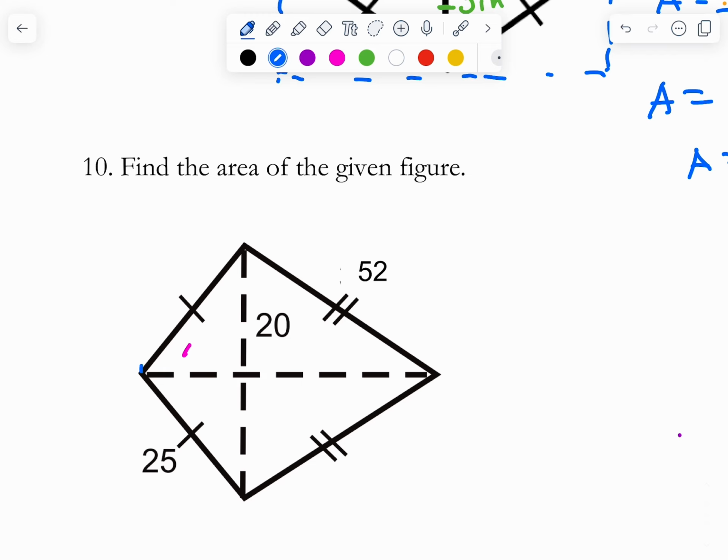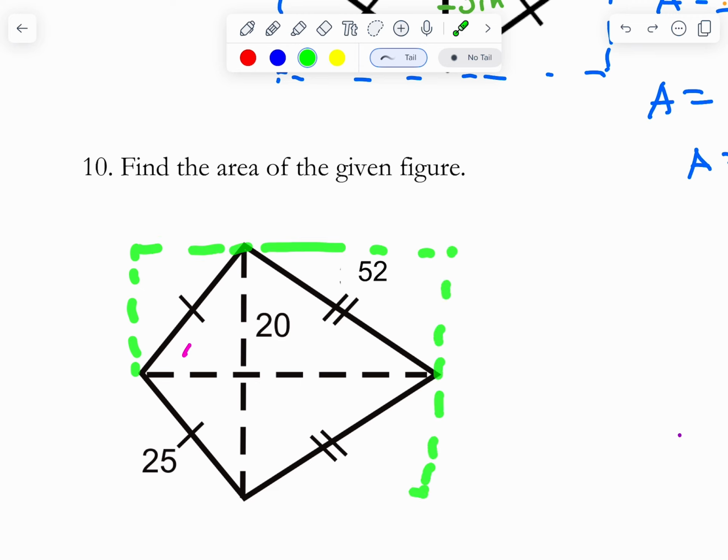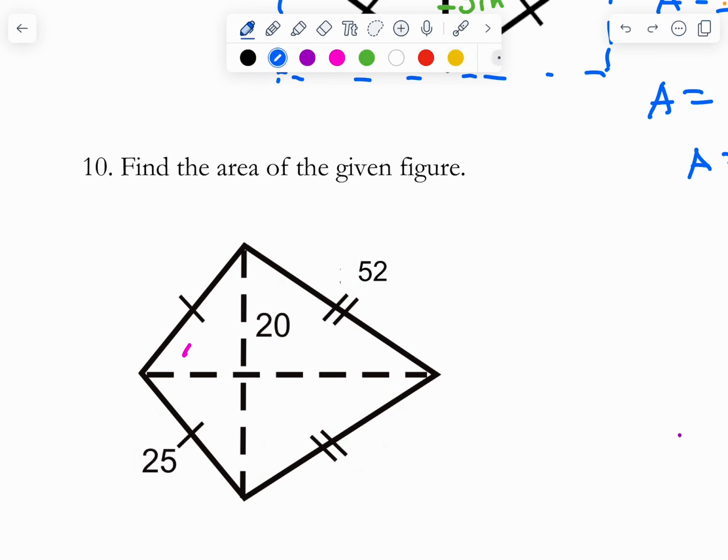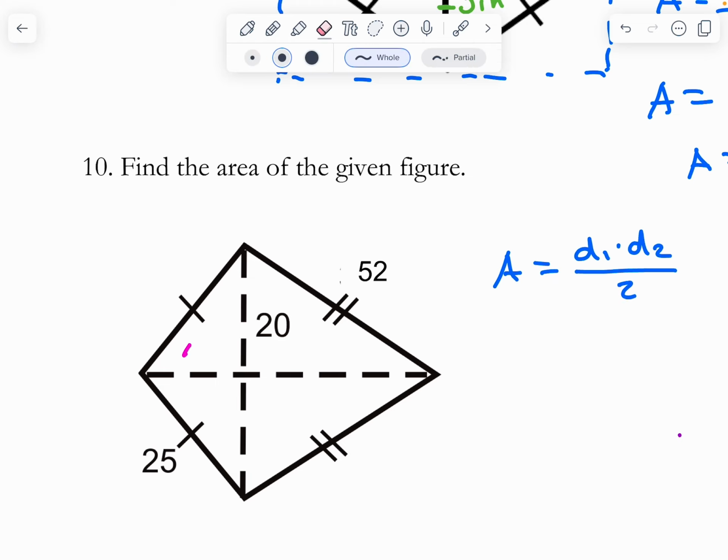Exact same concept, right? Also going to be half of this rectangle, right? Because this is half, this is half, this is half, this is half. So it uses the same exact formula, d1 times d2 divided by 2. And not only that, but it has similar properties as a rhombus, just that only this short side here is going to be bisected.